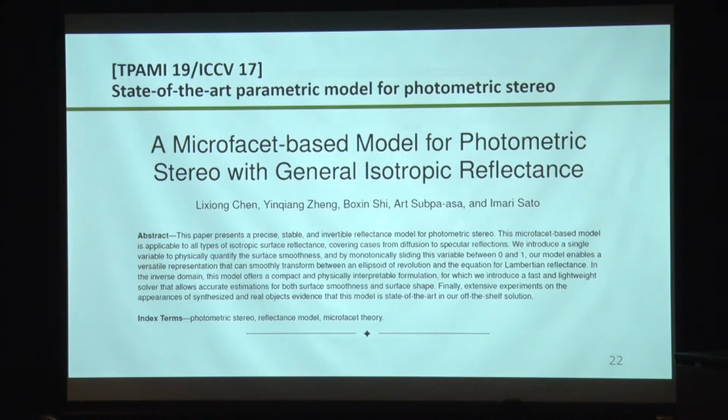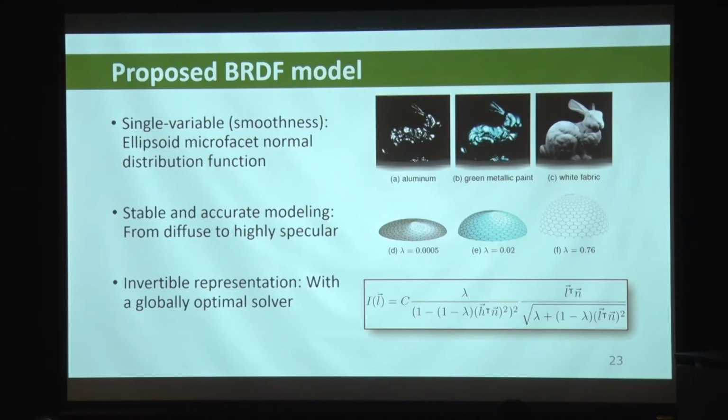Still, there is some progress made by a joint work with Professor Imari Sato from NII, and we are proposing a new parametric model for photometric stereo that is specially designed for this purpose of normal estimation. So these are some properties that we want to achieve when we're developing this model.